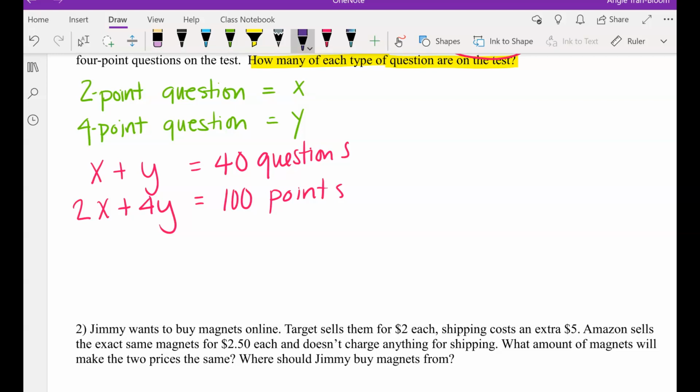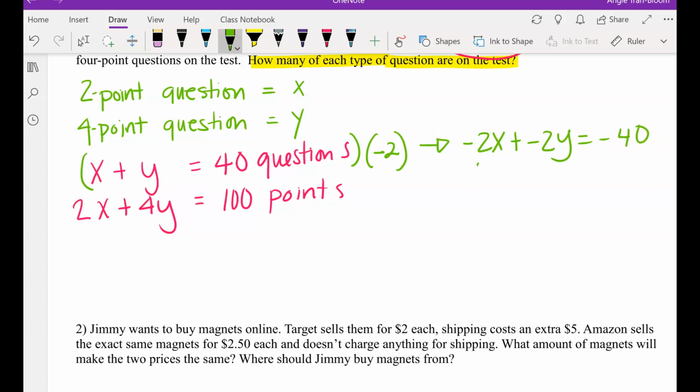Okay, I'm going to solve for this using substitution. Well, I'm going to do elimination. I told you before I like elimination. I will eliminate x. So I will multiply the first equation by -2. So -2x plus -2y, or minus 2y straight up, equals -40. Then I'm going to drop this 2x over, plus 4y equals 100.